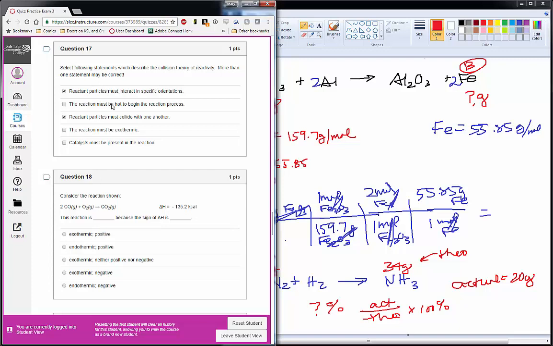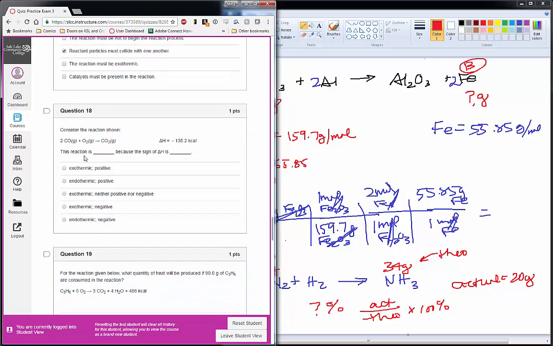So these are the two that are consistent with the collision theory, which says atoms or particles have to collide. They have to collide in specific orientations, and they have to collide with sufficient energy in order to overcome the activation energy in order to react. So those are the two that are included here.